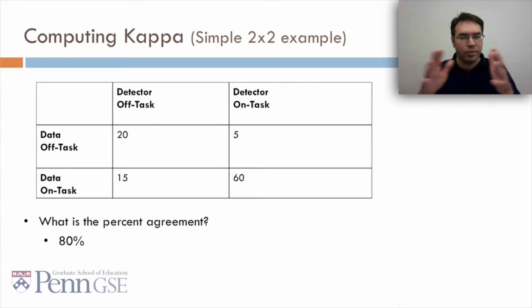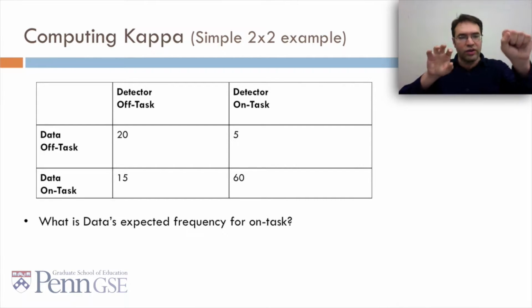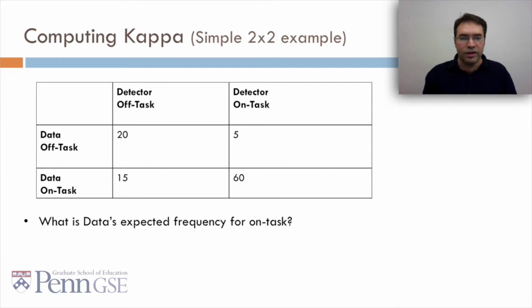Well, first of all, we can say, what's the percent agreement? The percent agreement is 20 cases where they agree on off task and 60 cases where they agree on on task, for a sum total of 80 out of 100, 80%. What's data's expected frequency for on task? We're going to look at the frequency for both on task and off task. Well, it's 75%. How do we get that? Well, we take the cases where the data says on task. 15 plus 60. 15 plus 60 is 75. So in 75% of cases, the data says on task.